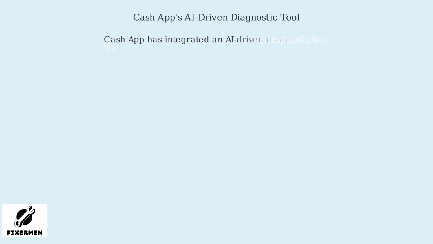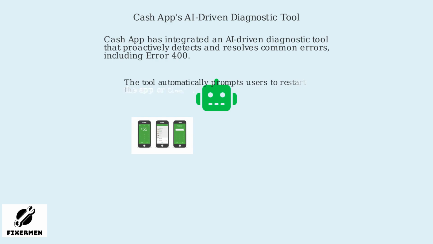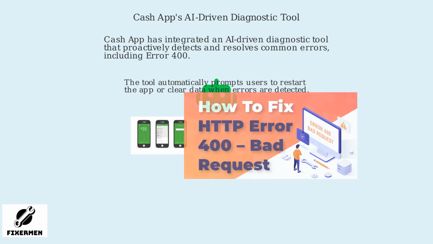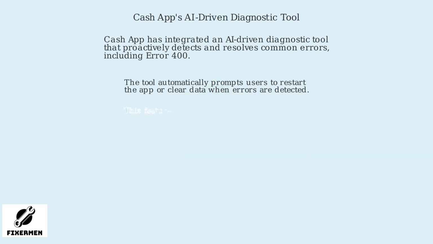Cash App has integrated an AI-driven diagnostic tool that proactively detects and resolves common errors, including error 400. This tool, introduced in late 2025, automatically analyzes app behavior and identifies issues before they fully impact users. The AI tool may prompt you to restart the app or clear data automatically, making fixes quick and user-friendly. For example, if an error like 400 occurs, the tool might display a notification on the screen suggesting immediate actions. This proactive approach helps reduce troubleshooting time and improves the overall user experience by minimizing disruptions.